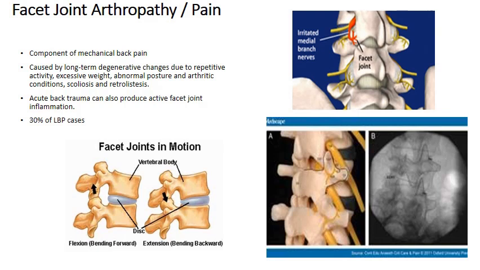The picture on the top right again shows you the facet joints. The nerve in red is a branch that we call the medial branch that supplies the facet joint. It's purely a sensory nerve that carries pain sensations away from the facet joint into the spinal cord and up to the brain.